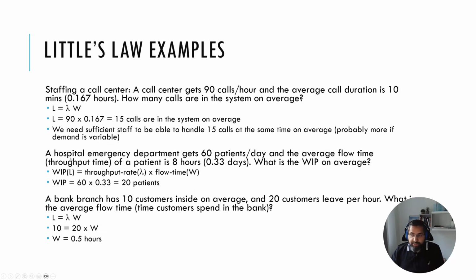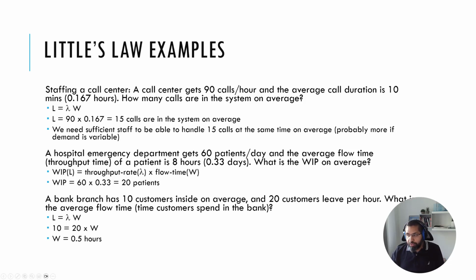Okay, let's look at the second example where I'm going to use the second version of the formula just so that you're familiar with it. So a hospital emergency department gets 60 patients per day, and the average flow time, or the throughput time, the time a person spends in the department, is 8 hours. Again, because the arrival rate is in patients per day, we need to convert this time into the same units of time. So we have to convert 8 hours into a day. And so 8 over 24 hours is 0.33 days.